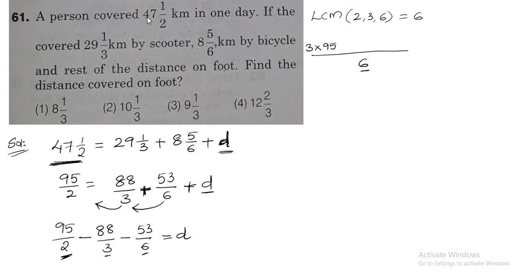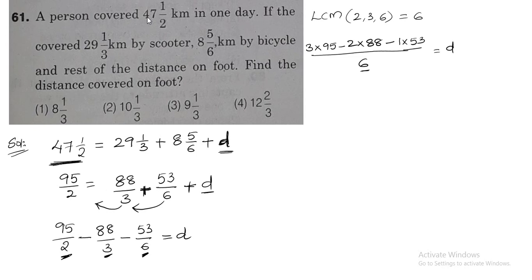So 3 into 95 minus, in 3 table when will you get 6? So 2 times. So that 2 into numerator is already 88. So 2 into 88 minus, already in 6 table when will you get 6? 1 time. So that 1 into 53 is equal to D.